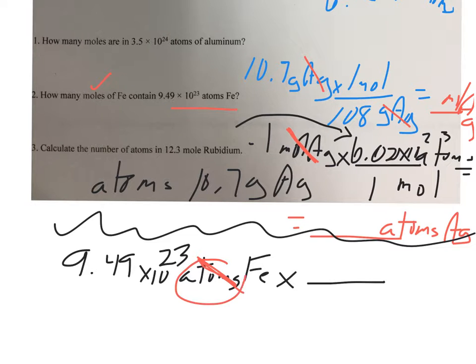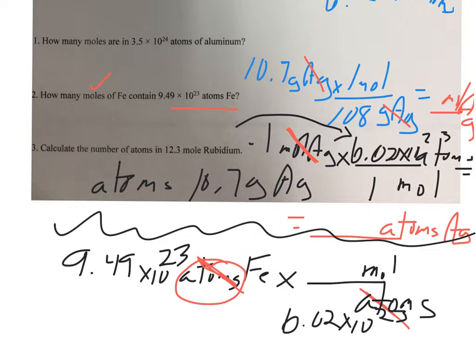Remember that whatever this unit is, it's always going to go on the bottom because it has to cancel. So this atoms is going to go down here. And atoms is what number? 6.02 times 10 to the 23, your Avogadro's number. Very good. And what's going to be on top? The 1 mole Fe. Yep, the 1 mole.